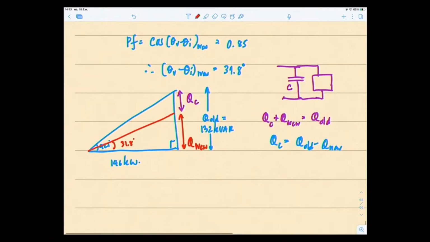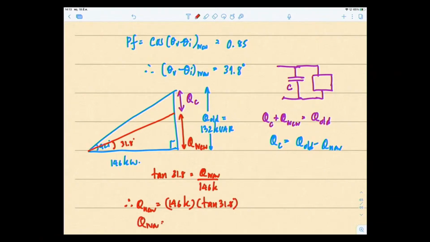To find Q new, well, tangent of 31.8 is equal to Q new over 146 kW. So my Q new is equal to 146 k multiplied by tangent of 31.8 degrees. So my Q new equals 90.5 kvar. So there I've got my Q new.